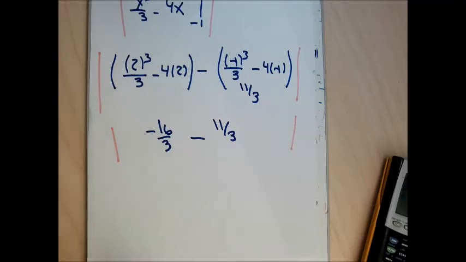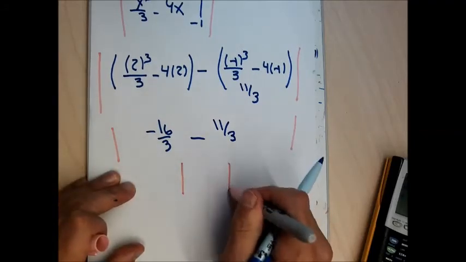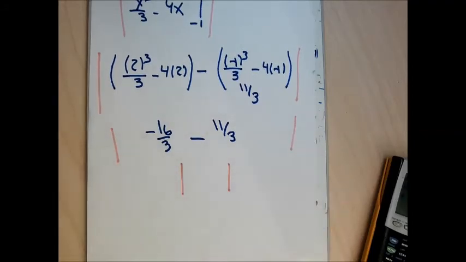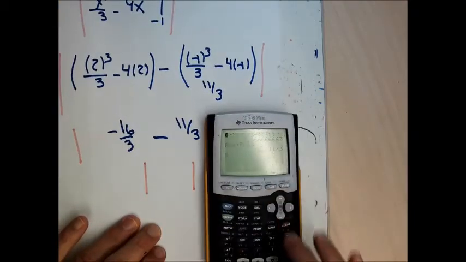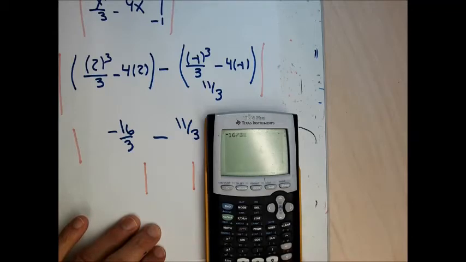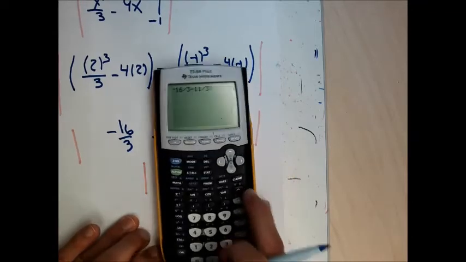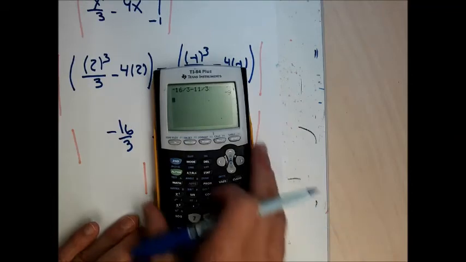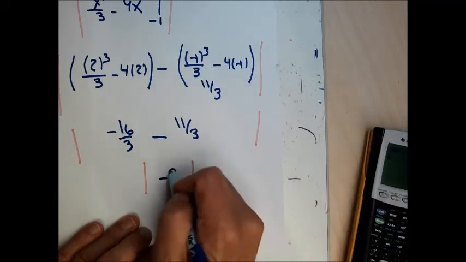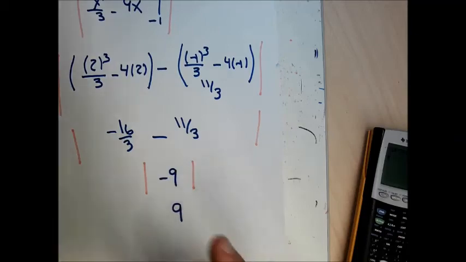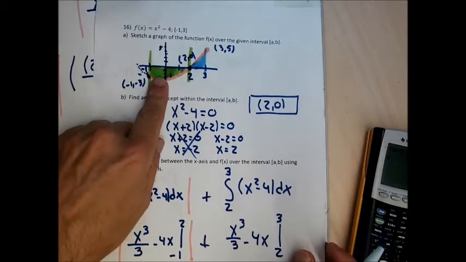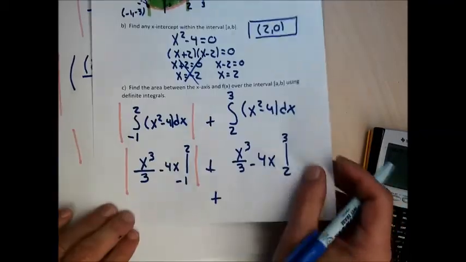So now I need to do -16/3 minus 11/3. And again, I'm going to do that on my calculator because I feel like I'm going to make a mistake if I do it by hand. So -16 divided by 3 minus 11 divided by 3 should come out to a negative number. It comes out to -9. And I'm going to make that positive. So the very first region that I'm worried about, that region right there, its area is 9 square units.